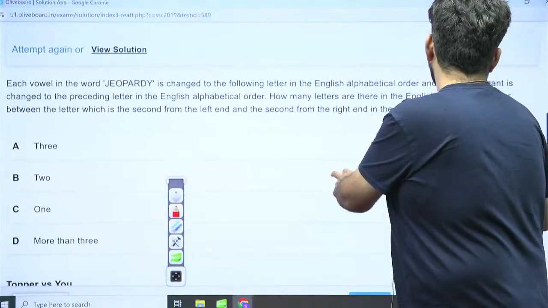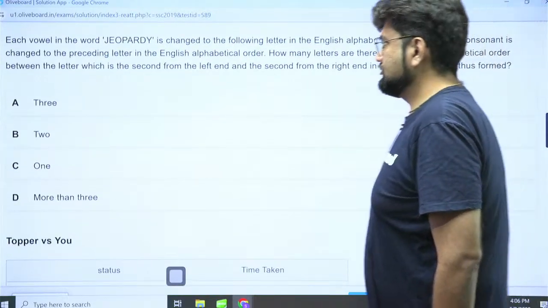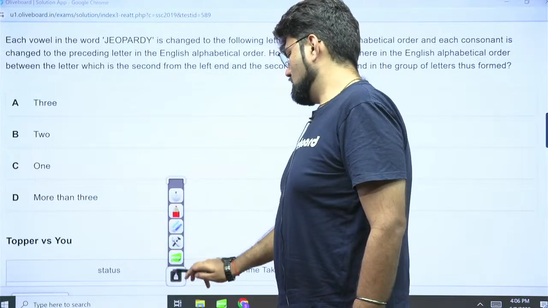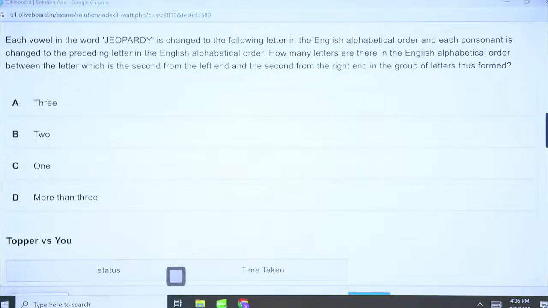Again, interesting question. Just look at this one. So there are some changes which we need to make and then we will proceed to solve the question accordingly.